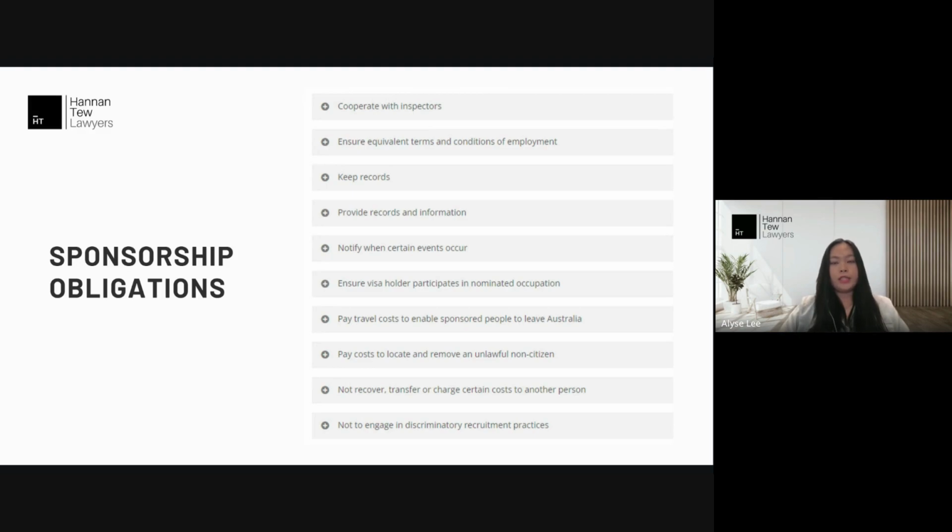One of these obligations that is quite important is that if certain events occur, they need to be notified to the department within 28 days of occurring. So this includes changes to the sponsor's details. If the name changes, any registration details change, business structure changes, or directors are appointed, then you'll need to notify the Department of Home Affairs. Generally, the easiest way to remember is if you're notifying ASIC about any changes, then it'll also need to be notified to the Department of Home Affairs as well.